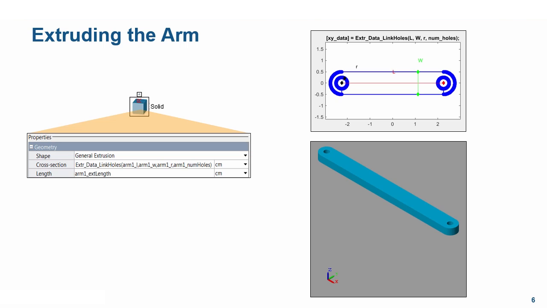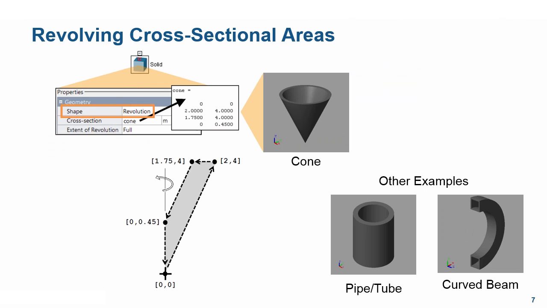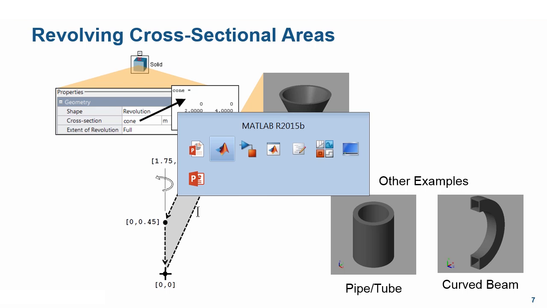Next, we will focus on the wheel rim part. We will use this as an example to see revolved bodies. To create a revolved body, we will specify an array of coordinate pairs as the cross-section parameter in the solid block dialog box, similar to the general extrusion that we just saw. The revolution axis is the z-axis of the reference frame through the centroid of the cross-section. Let's switch to MATLAB to see how we can do this.